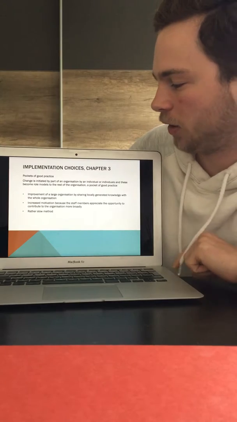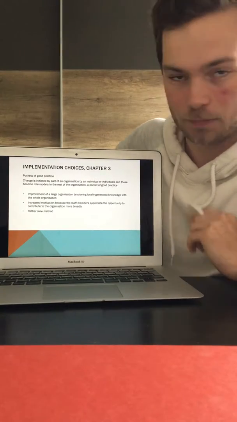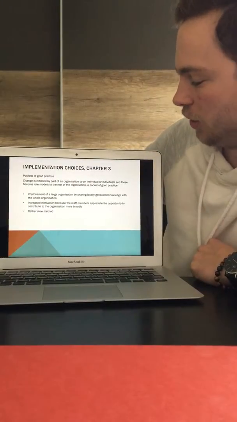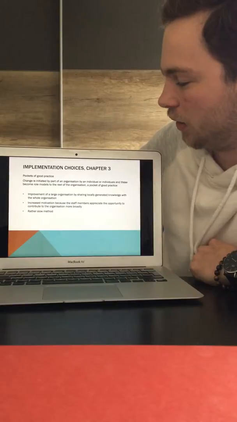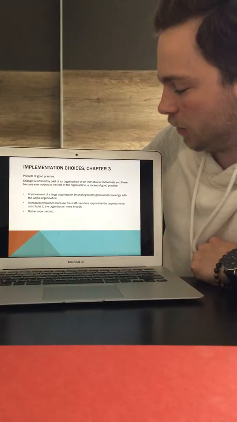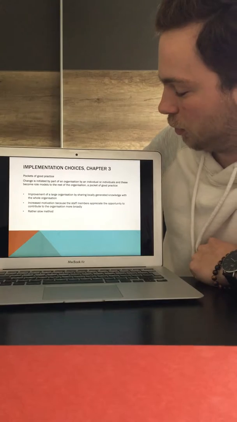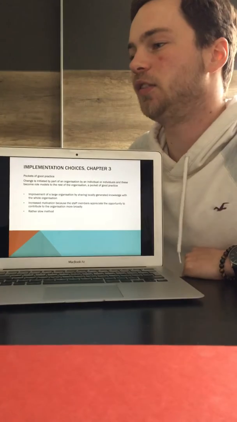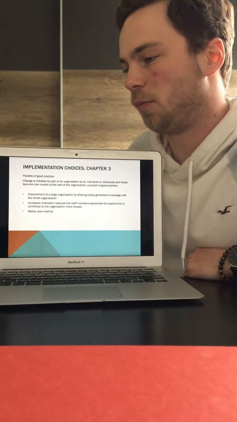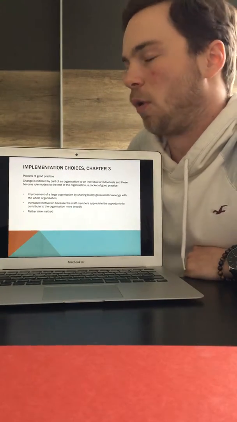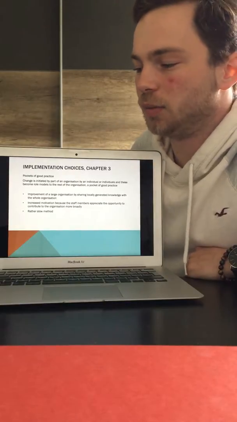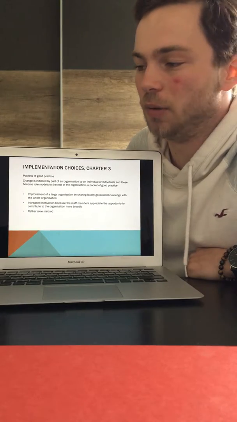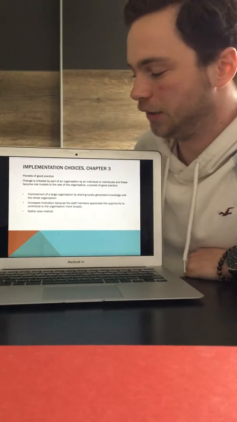Then there are pockets of good practice. So I'll read the explanation. Change is initiated by part of an organization, by an individual or individuals, and these become role models to the rest of the organization. A pocket of good practice. So this in essence means that someone or more individuals are accomplishing things within the company that are beneficial for the company and also exemplary for the other employees.